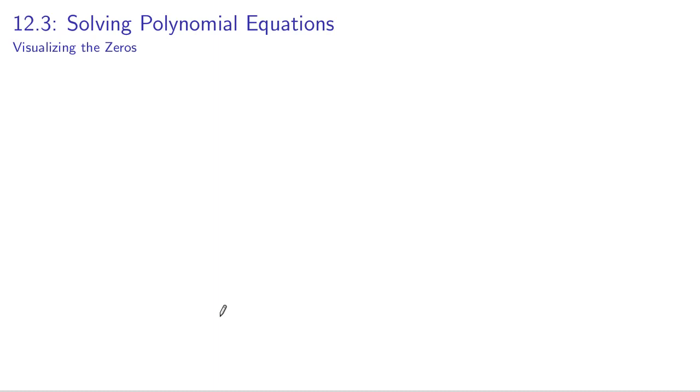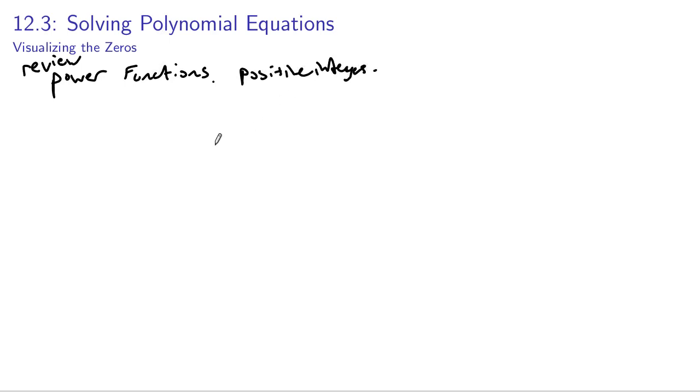So this brings up again, what does the graph look like when we have multiple zeros? And this would be a good time to go back and review power functions. Go back and review power functions if you need to, and look at the slides and videos about the shape of the various power functions. Really all you need to worry about is the power functions that are positive integers that would fit into polynomials. So x squared, x cubed, x to the fourth.